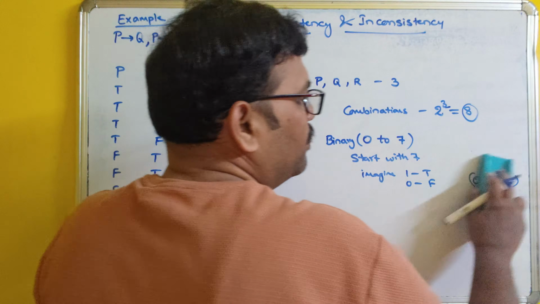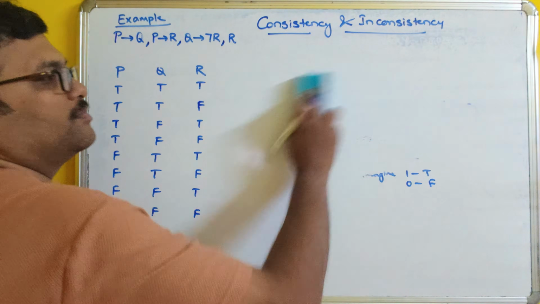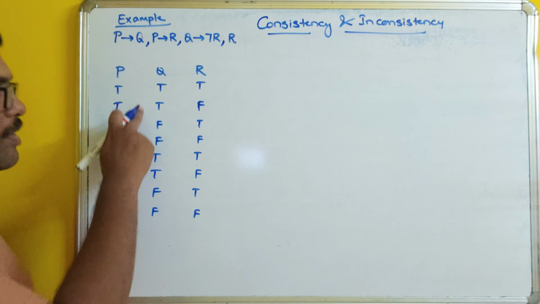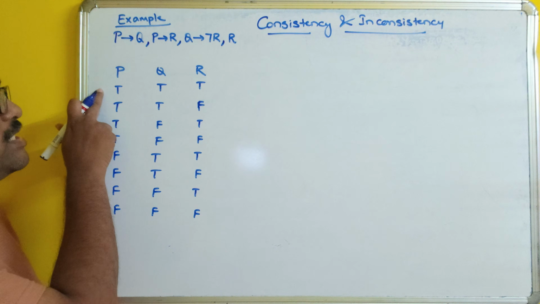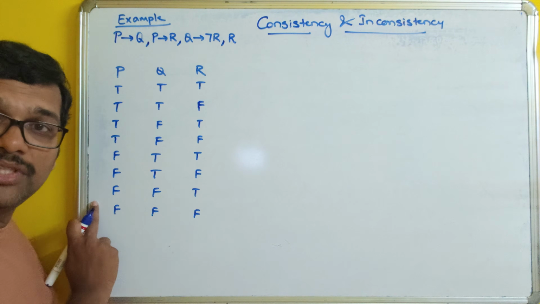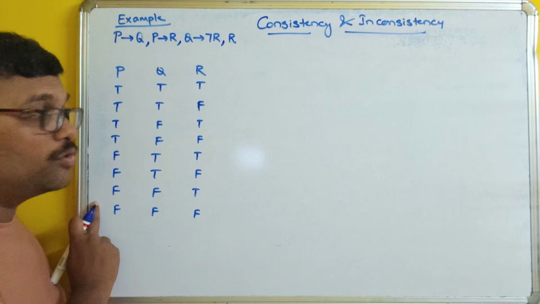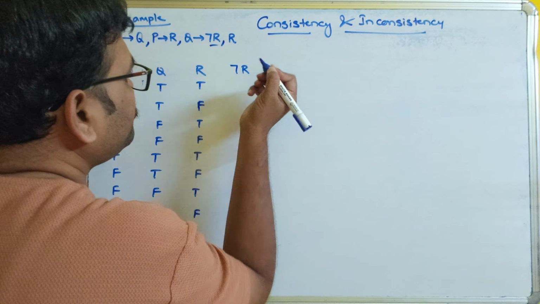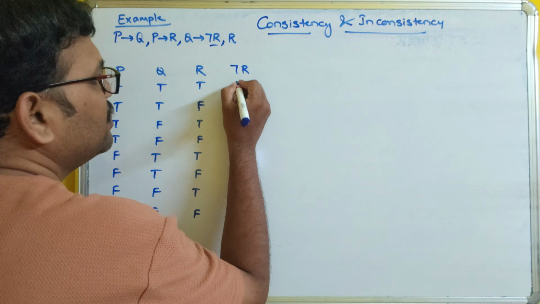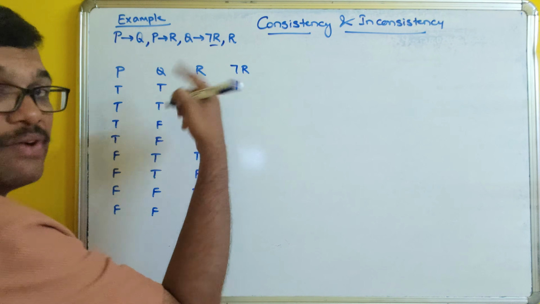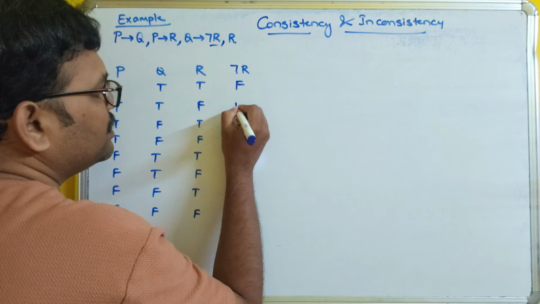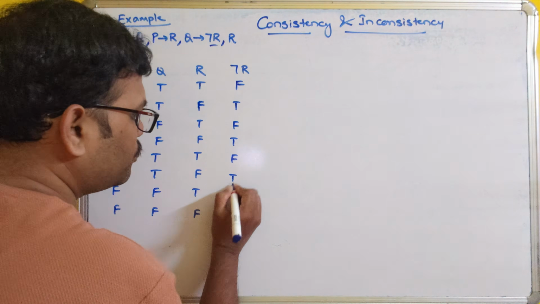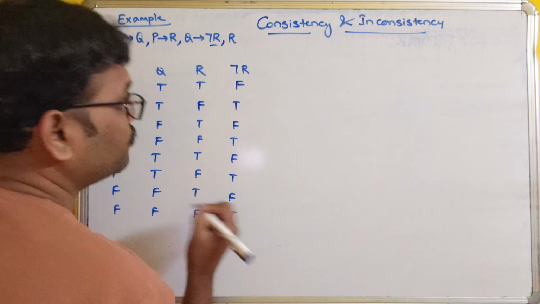Now we'll see this one. In order to save time, I have written all the combinations, from 7 to 0. You can observe this is 7 and this is 0, the binary representation. Now let us calculate the negation R. Negation R means if it is true, it is false; if it is false, it is true. False, true, false, true, false, true, false, true.